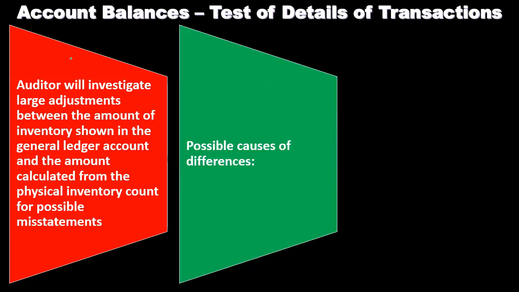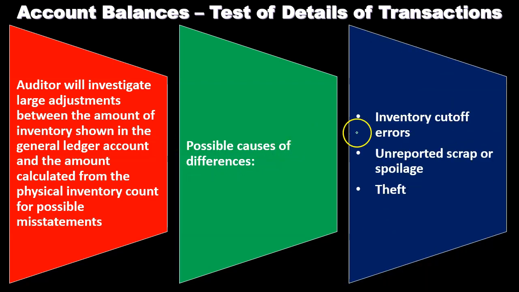There are possibly spoilage, possibly theft, possibly some kind of miscalculation with regard to the perpetual inventory system. All concerns that we want to look into. Possible causes of differences could be inventory cutoff errors. So maybe it has to do with a cutoff testing type of error, and that's the reason for that. Unreported scrap or spoilage. So possibly there's scrap or spoilage or theft. So those are going to be the typical kind of things.